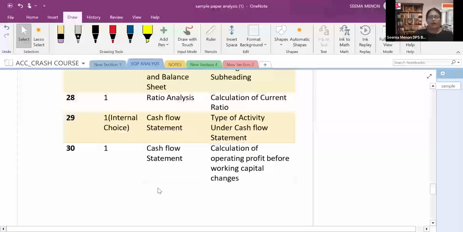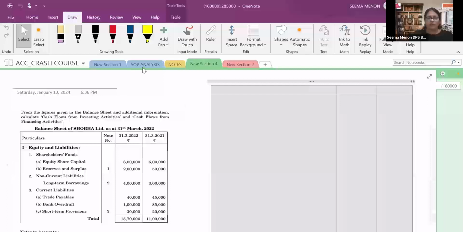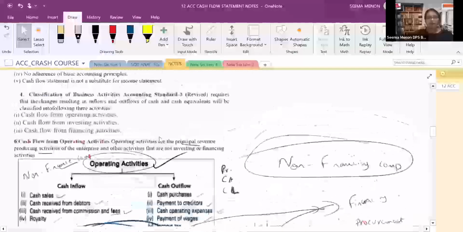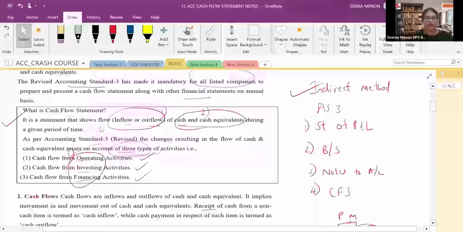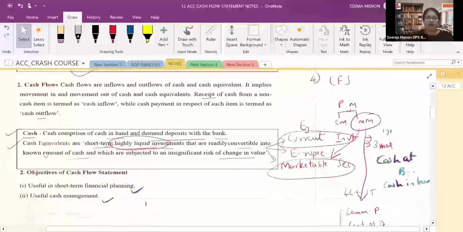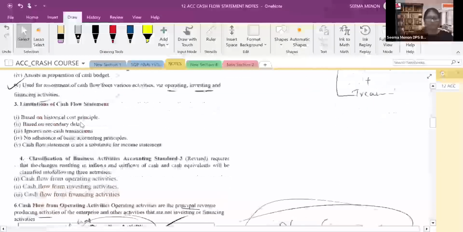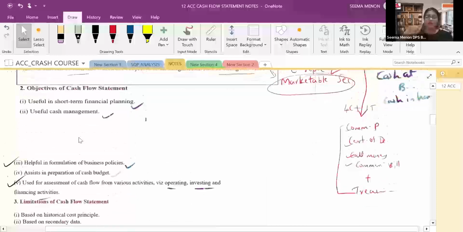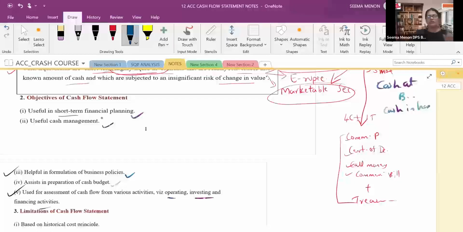So I hope that you are clear with the sample question paper pattern also. Then we discussed the meaning of the cash flow statement, the keywords: what are the inflow and outflow, cash and cash equivalent, all 3 activities should be there. Then the meaning of cash and cash equivalent, and there I discussed marketable securities also. Objective of the cash flow statement: all the objectives you should know because they will give an MCQ on this also. Short-term financial planning is also important; that was there in the CBSE sample paper last year.